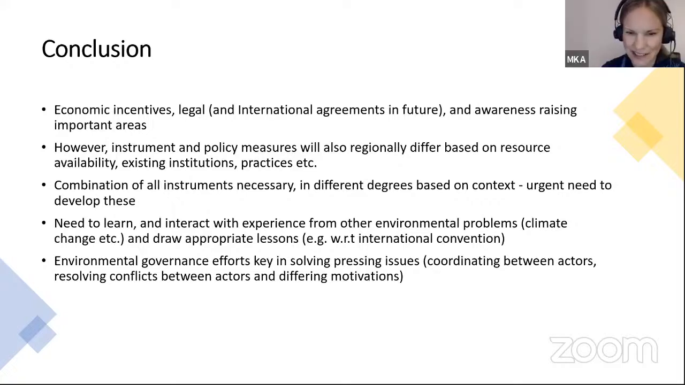Thank you very much, Dr. Adams, for that excellent overview of environmental governance and how it can be applied to address plastic pollution. I think we all learned a lot. Thank you. And now I guess we pass on to the next speaker, Mariana.